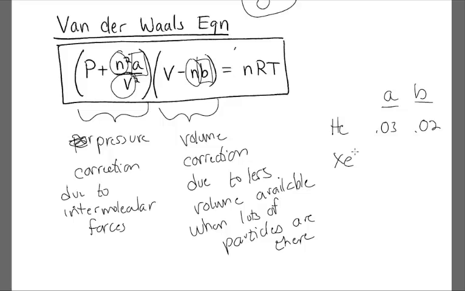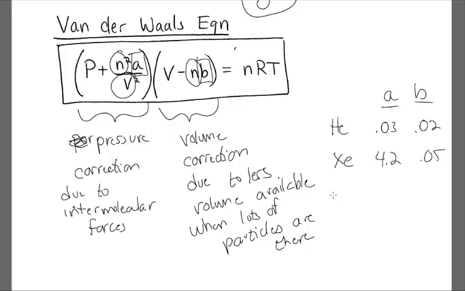Let's compare it to a large noble gas. a is 4.2 and b is 0.05. Okay, so a is the pressure correction due to intermolecular forces, and larger molecules will have more forces between them, much larger. b is the correction due to the volume. So since xenon takes up more space than helium, it has a bigger correction b.